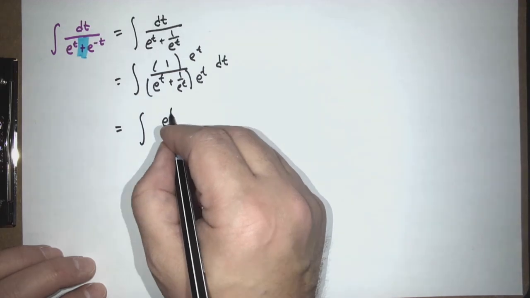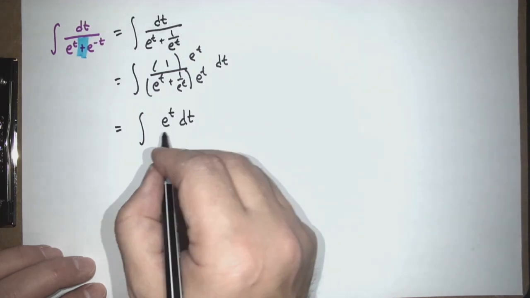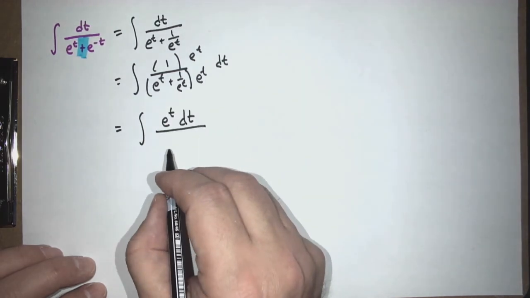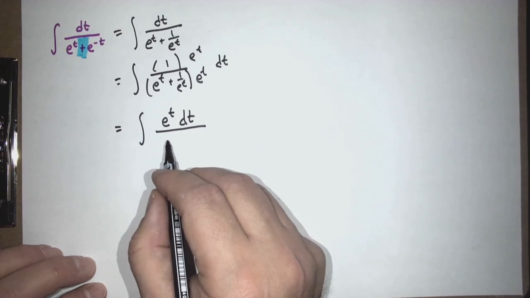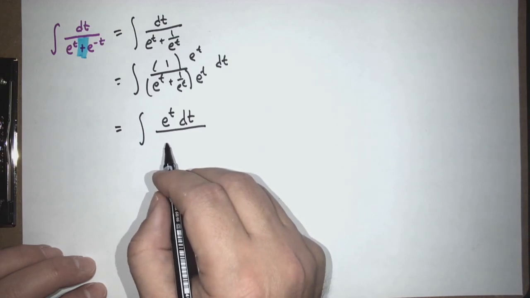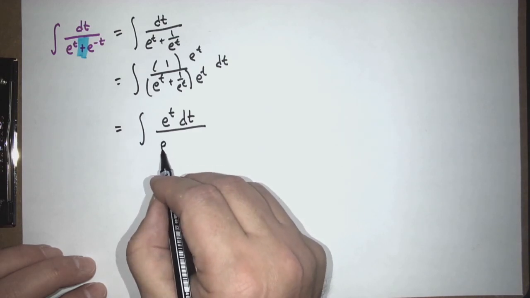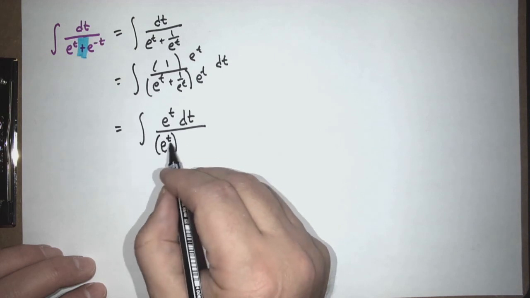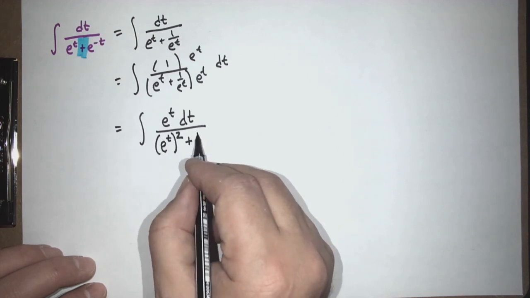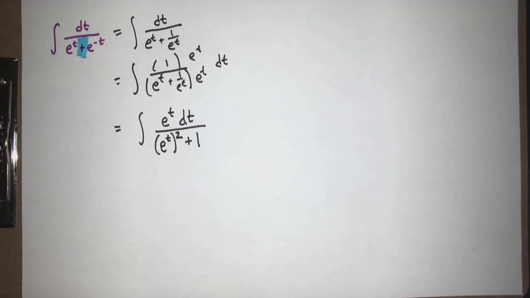We have e to the t upstairs. I'll put it right next to that dt. Downstairs, what do we have? E to the t squared. Now I don't want to write e to the 2t because I came from a problem where I have t and negative t. I don't want to go back to my problem like, oh, I've got t and I've got 2t. I want all my e to the t's to look like just e to the t's. Okay.